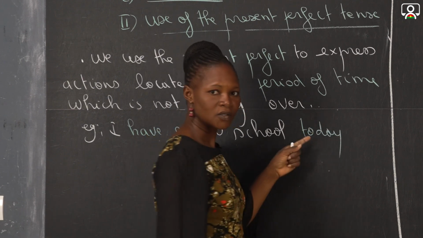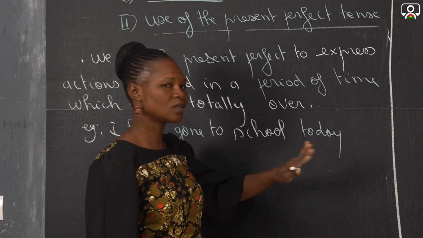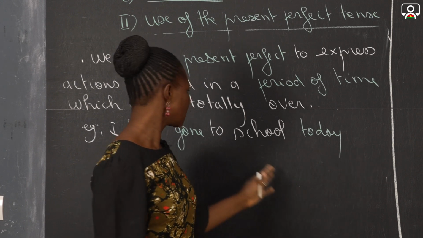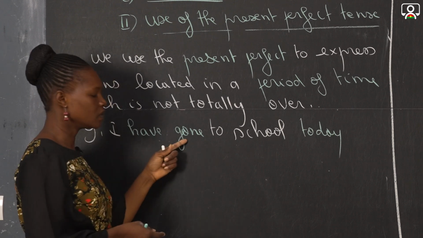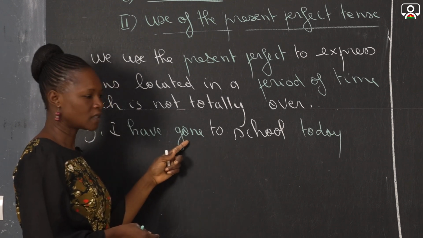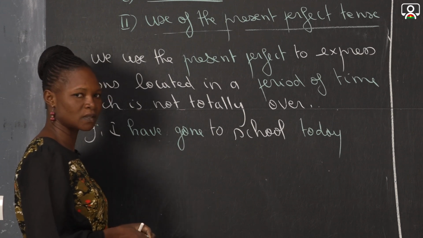So today, we are still in this period. It is not over, it is not finished. So this is why I have gone. To go, its past participle is gone. So I have plus the past participle.